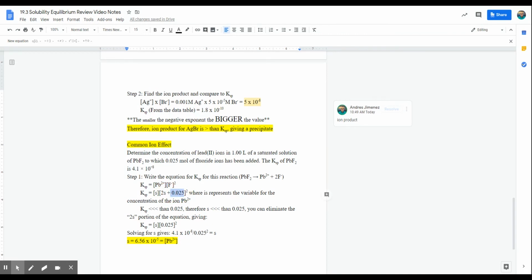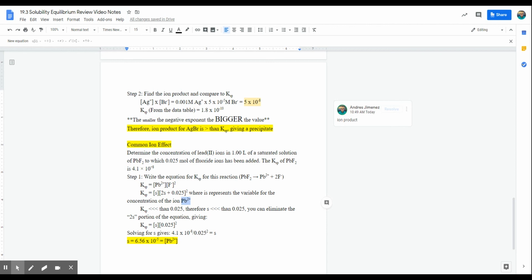And then 0.025, if you read it in the problem, you're going to say, well, it says moles. Well, you have to remember, this is in a saturated solution that is a total of 1 liter. So 0.025 divided by 1 is 0.025. So this is actually 0.025 molar. So it comes out to be the same thing. So the S is going to be representative of the concentration of lead ions.